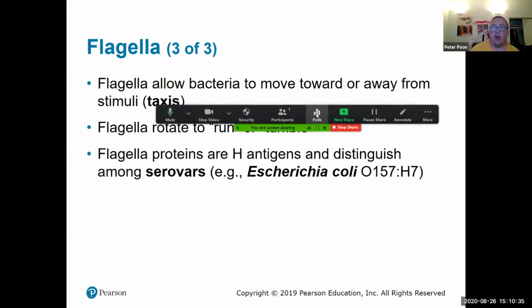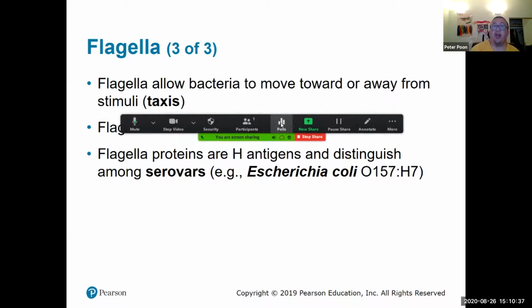So you can either run toward something or away from something. And that movement toward or away from something is called taxis. It's the same terminology from which you get taxi. So negative taxis is going away from something. Positive taxis is going toward something.